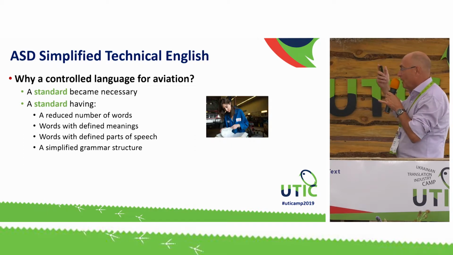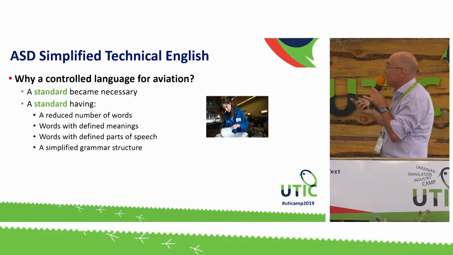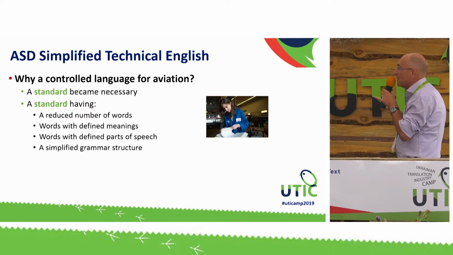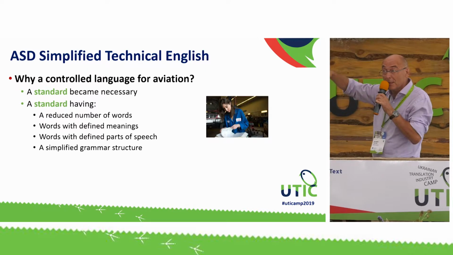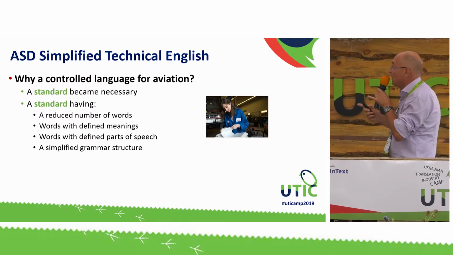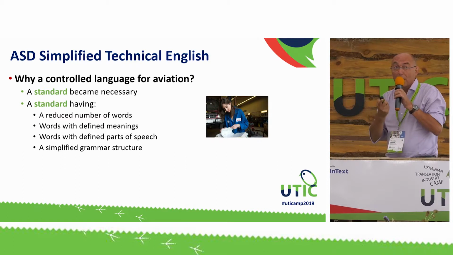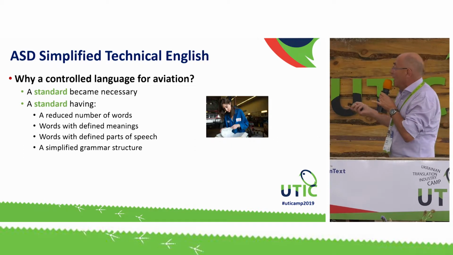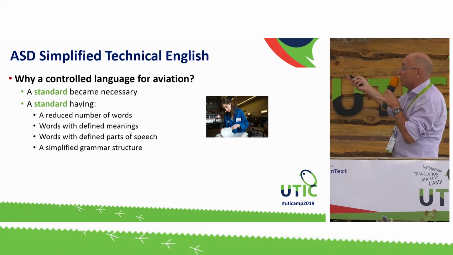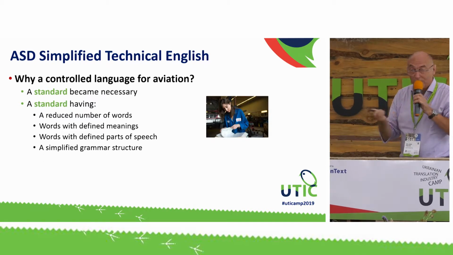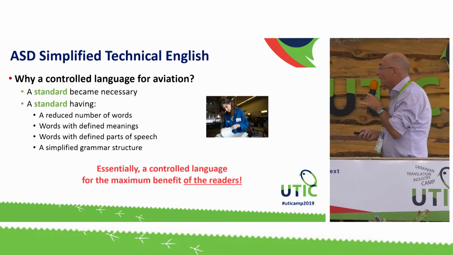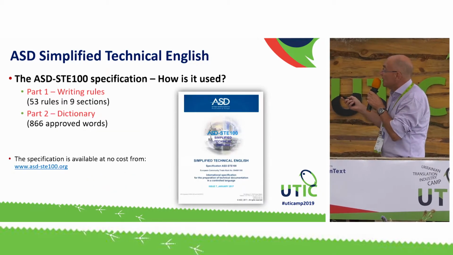So, going back to the beginning, a standard became necessary, a standard having a reduced number of words, words with defined meanings, words with defined parts of speech, and a simplified grammar structure. In essence, this is Simplified Technical English, because the basic principle of Simplified Technical English is one word, one meaning, one part of speech. And of course, a simplified grammar structure means writing rules. As I was saying before, it is a controlled language for the maximum benefit of the readers.